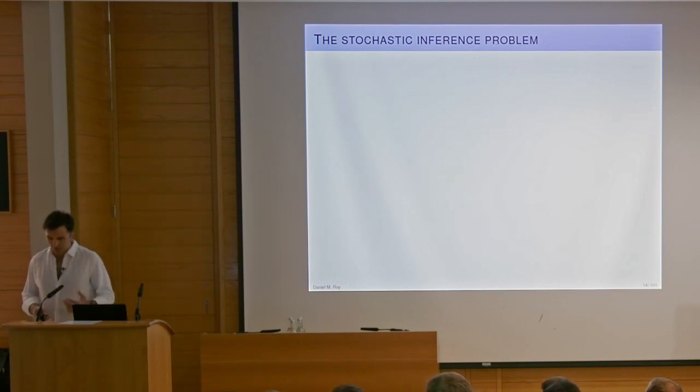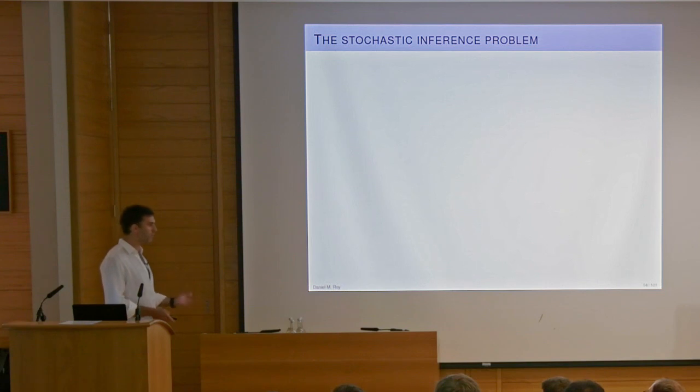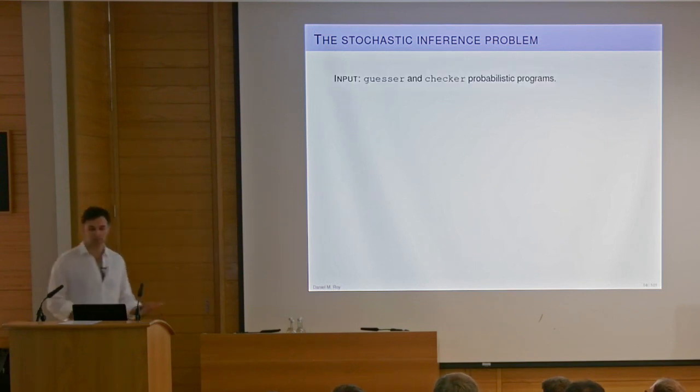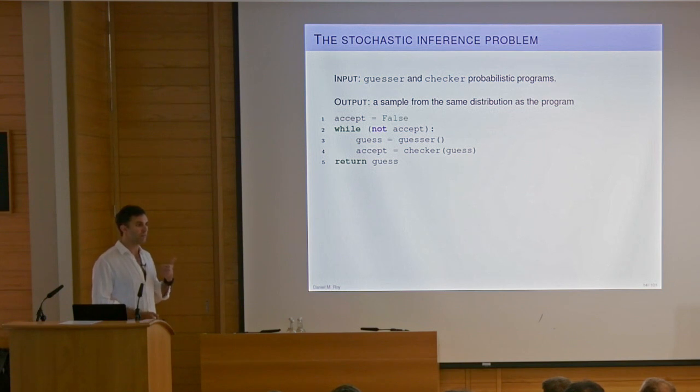So the fundamental computation underlying Bayesian inference can be usefully thought of as this particular stochastic inference problem. The input is this guesser and checker, and the output is a sample from the same distribution as this program. Not necessarily run this program. This program could be heinously slow, but this defines the semantics, and now you go off and do something smarter.